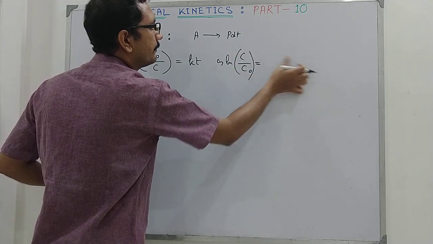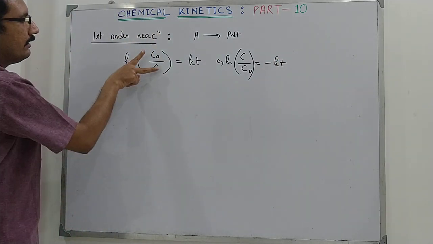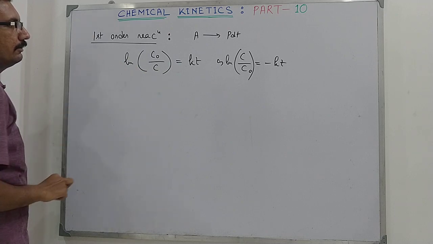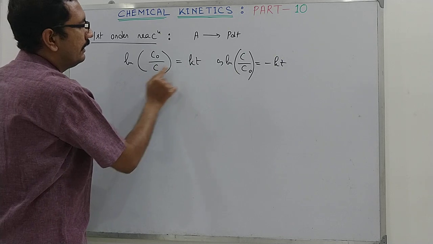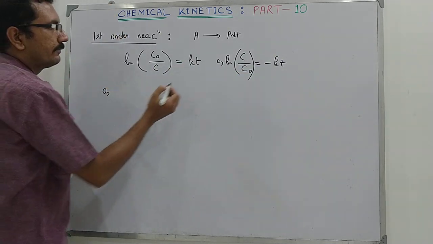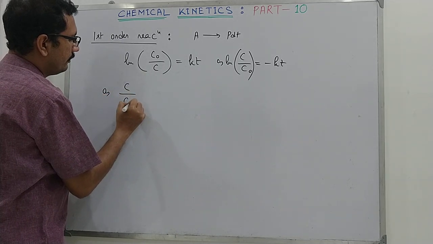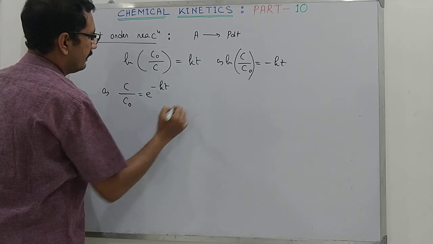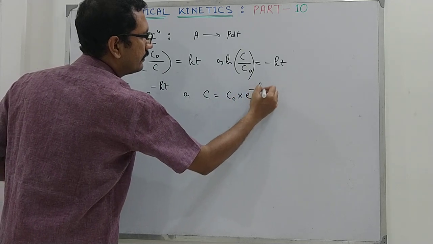change it first. So what we have done, we are changing the fraction within the log natural. If we replace it by C by C0, then there will be a negative sign, so we have minus kT. Now if we take out the logarithm, we have C by C0 equals, since this is log natural, e to the power minus kT. So C will be equal to C0 into e to the power minus kT.